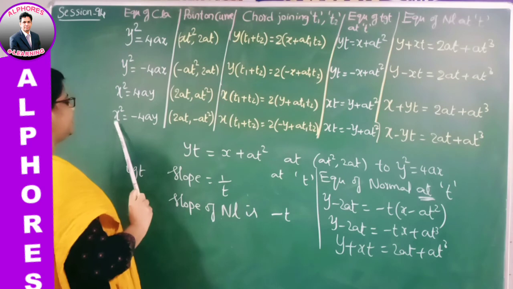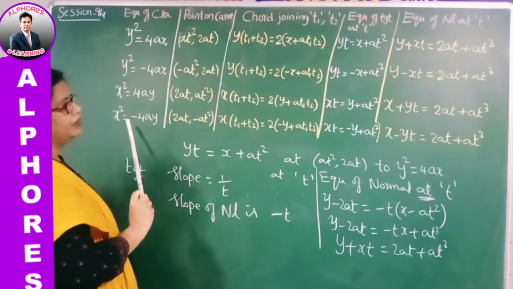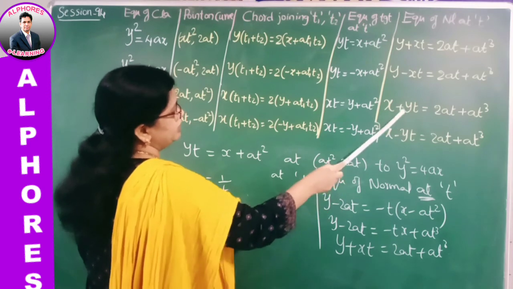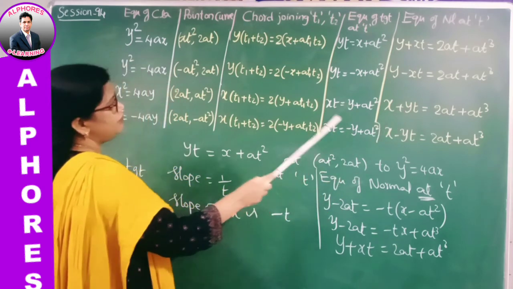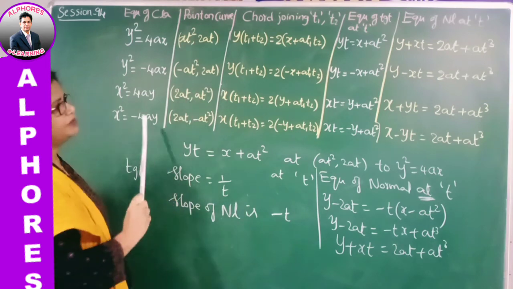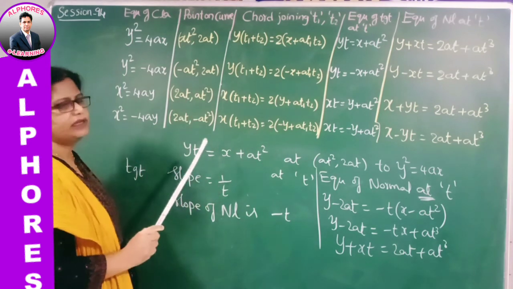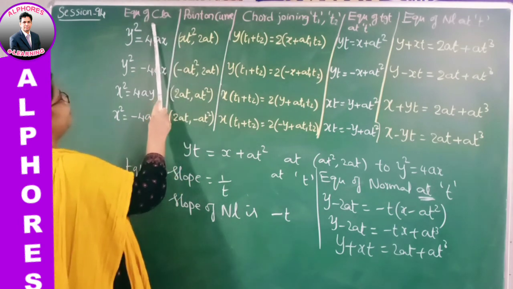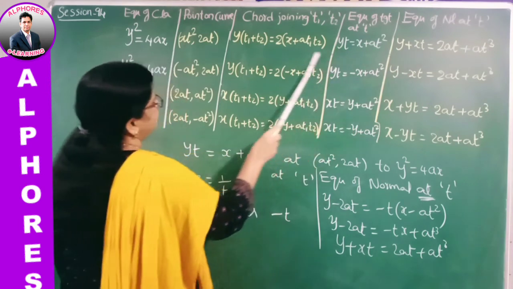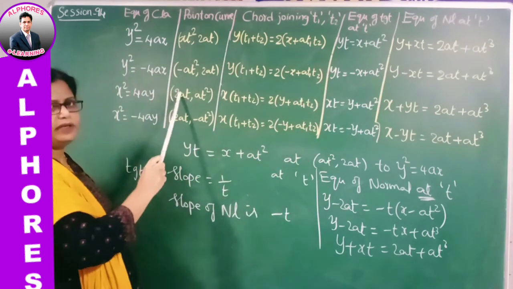And now for x square is minus 4ay, what is the change? Just replace y by minus y everywhere, in the coordinates as well. So students, just observe the difference, how you got all the values for each parabola equation. That means if you are able to remember one set of formulas, you can simply write the other three.